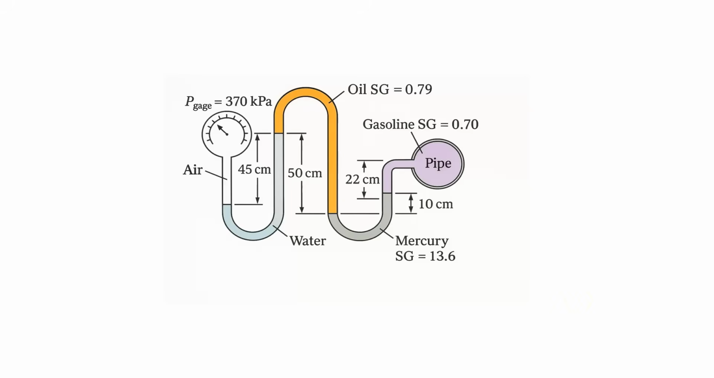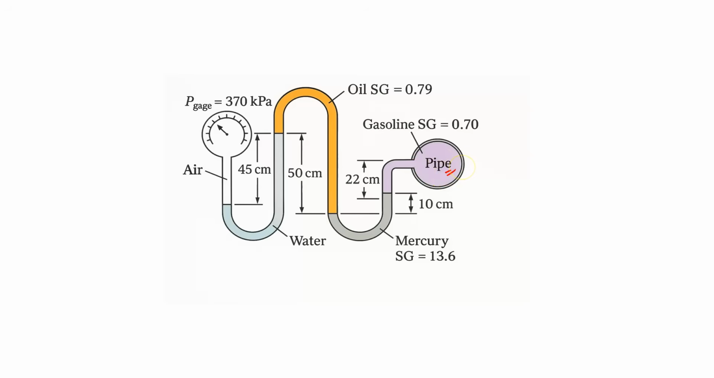Hello everyone, today I am going to talk about the multi-fluid double U-tube manometer. In this setup, one end of the manometer is connected to a pipeline and the other end is connected to a pressure gauge. The pressure gauge is showing 370 kilopascal. Now our task is to calculate the pressure inside the pipeline.